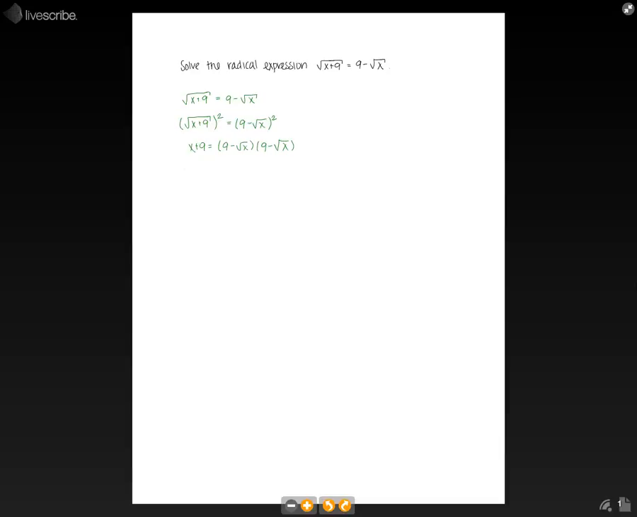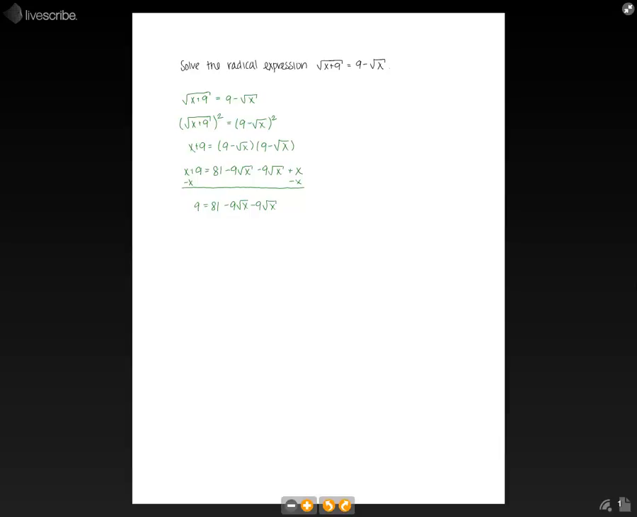So we need to FOIL that out. When we do that we're going to get 81 minus 9 times the square root of x, minus 9 times the square root of x, so plus x. Now we can see that we have x's on both sides, so we want to get those x's to the same side. Let's subtract x from both sides. So now we have 9 equals 81 minus 9 square root of x minus 9 square root of x.